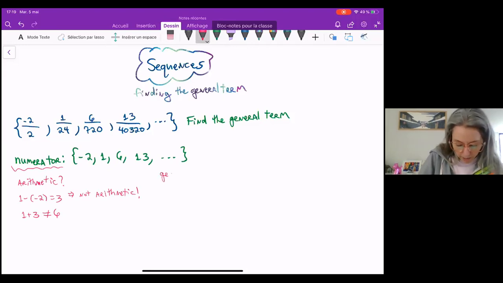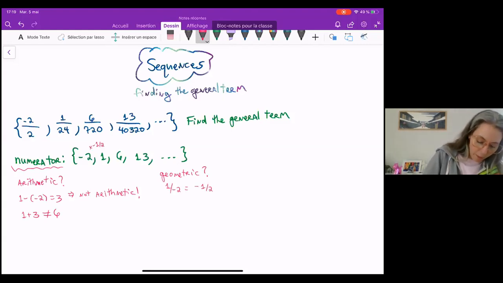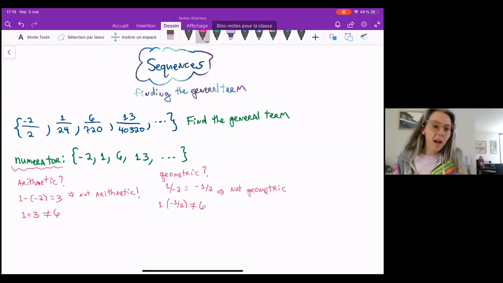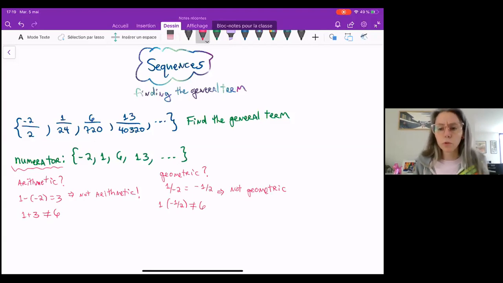So then we're going to ask, is it geometric? I'm going to do 1 over -2, so I'm multiplying by -1/2. But again, 1 times -1/2 definitely does not equal 6. So nope, this is not geometric. Then we saw that a way to identify factorials, usually, is when the numbers get really, really big really fast. That is not happening here. We have -2, 1, 6, 13. They're increasing at a pretty slow pace. They're definitely not getting giant really fast.